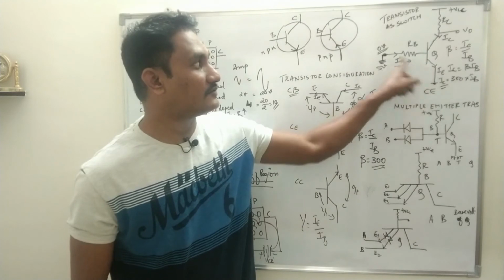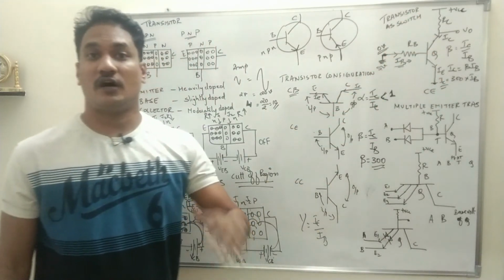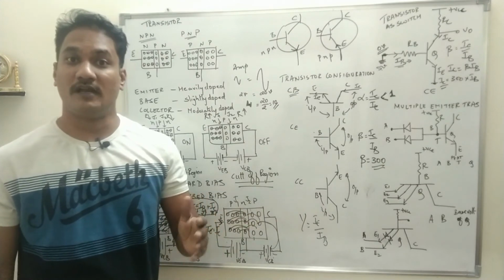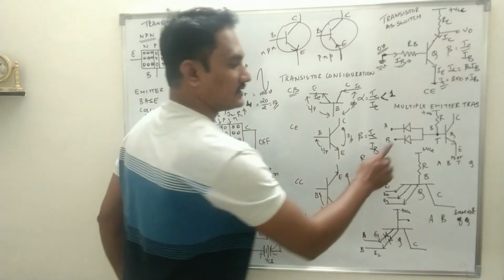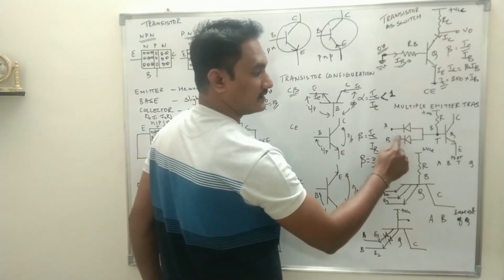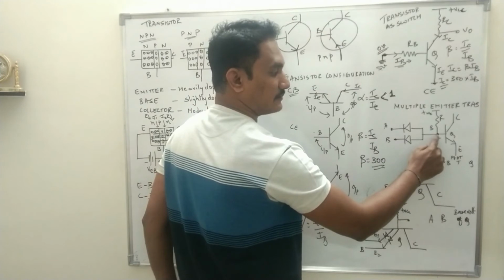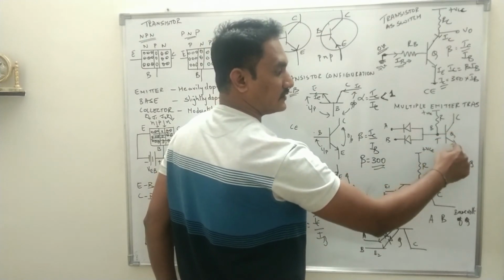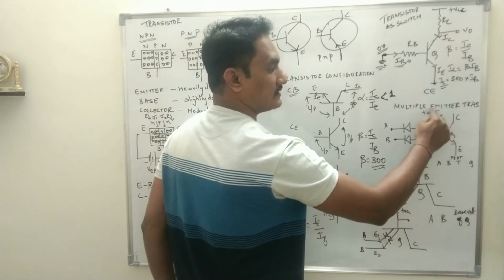The transistor which I have told you about at present has only one emitter. So now we have to understand how a multiple emitter transistor is fabricated. So this is the transistor. Two PN junction diodes are used. This is the transistor with one emitter, this is the base, and this is the resistance, and this is the power supply.